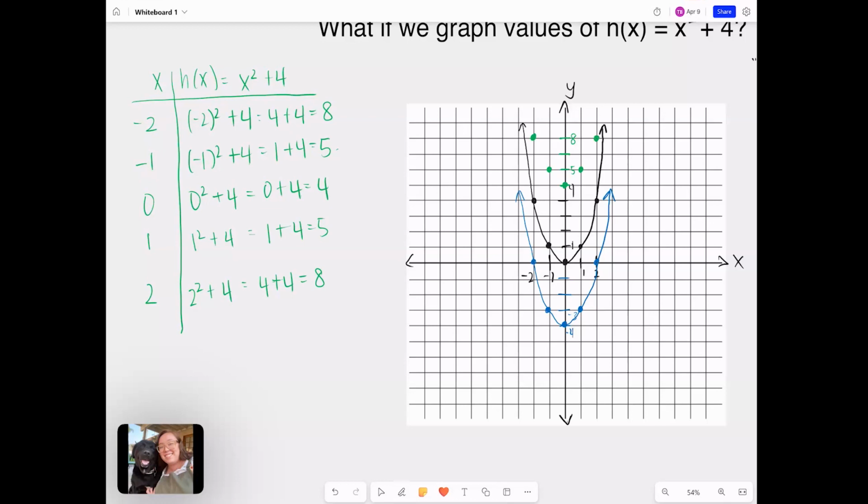So again, I know my basic shape has not changed. I still have my parabola facing and kind of opening in the same direction. We'll talk about reflections in a little bit. Nothing else has changed except for its kind of location, which is pretty significant. Let me redraw that.